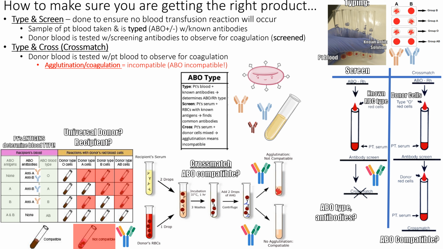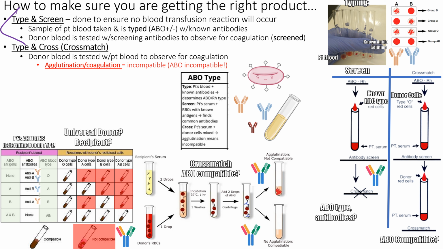So you can't just give blood to anybody. You have to make sure it's the right blood, right? Because like I mentioned, you're going to form antibodies against the blood antigens you don't have. So we gotta assess that. What antibodies do they have, and what antigens do they have? Okay, so we do a type and screen, right? So type and screen is done to make sure no transfusion reaction will occur.